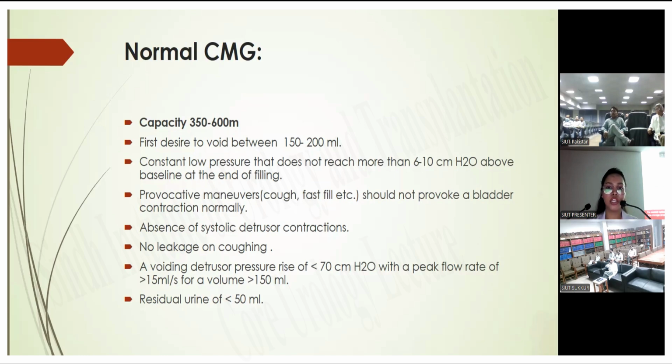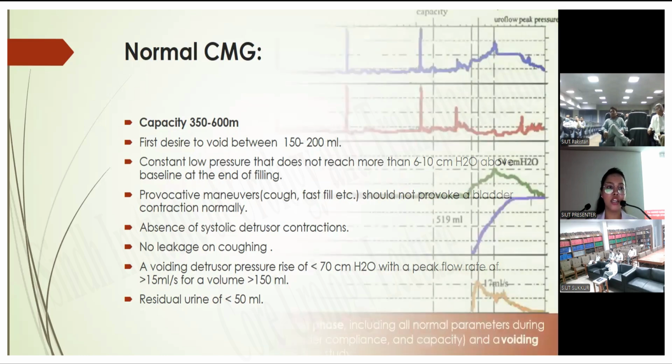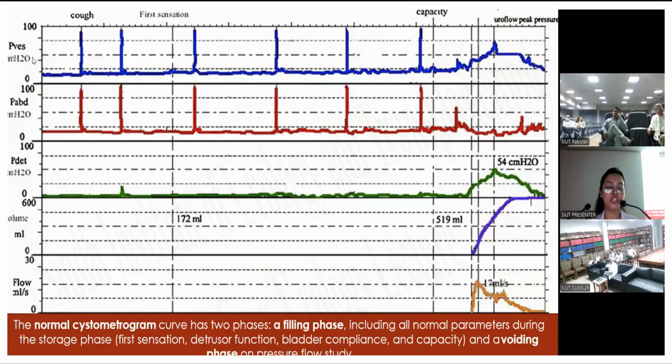This is the graph showing normal CMG. Here we can see the vesical pressure, abdominal pressure, detrusor pressure, and as Dr. Osama said, volume and flow. Whenever we start the study, we check the baseline vesical, abdominal, and detrusor pressure, and we check the cough. We will perform the cough test so that we have a baseline that the patient has no leakage on cough. And when we start the study, we start the infusion.